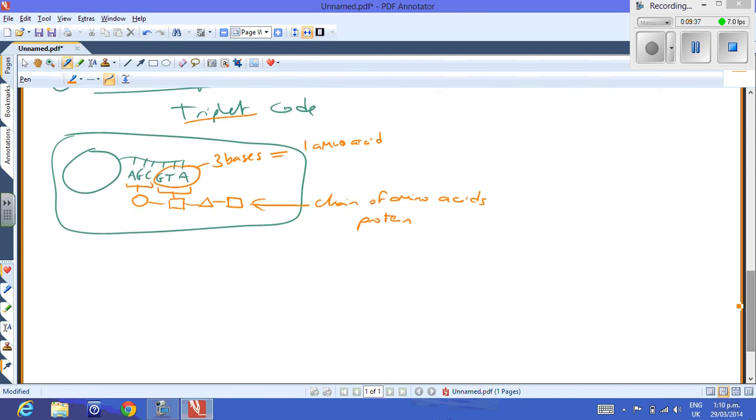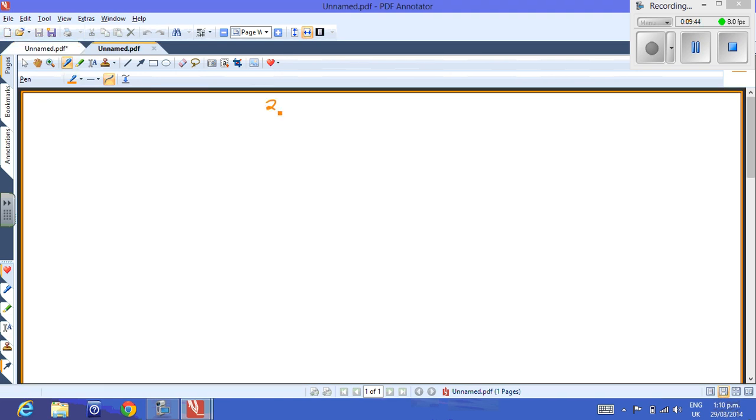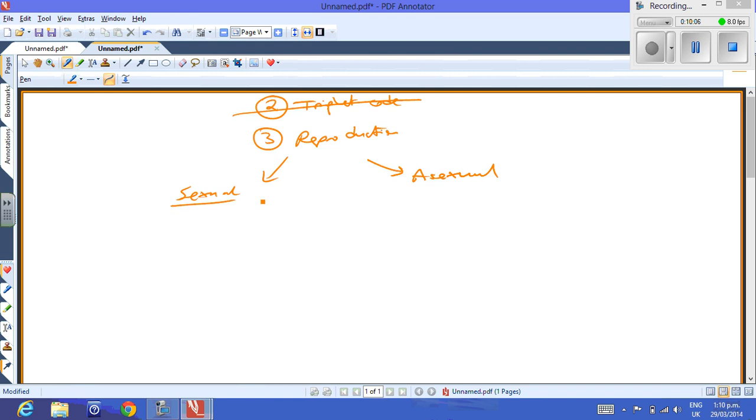So I'm going to take a new page now, and I'm going to start talking about cell division. Okay, so number 2 was supposed to be triplet code, so we've done that. Triplet code was just a brief little discussion there. Third thing I want to talk about then is reproduction. And you have 2 types of reproduction. You have sexual reproduction, and then you have asexual reproduction. And just briefly to talk about the advantages and disadvantages.